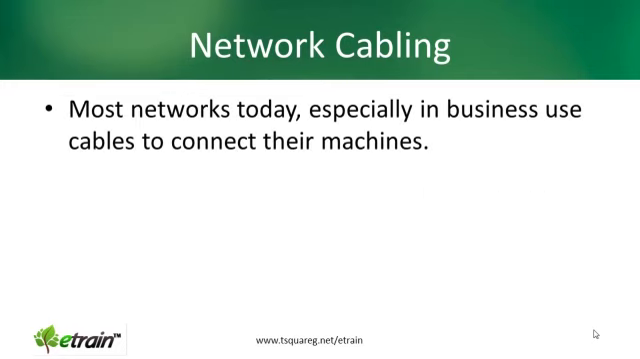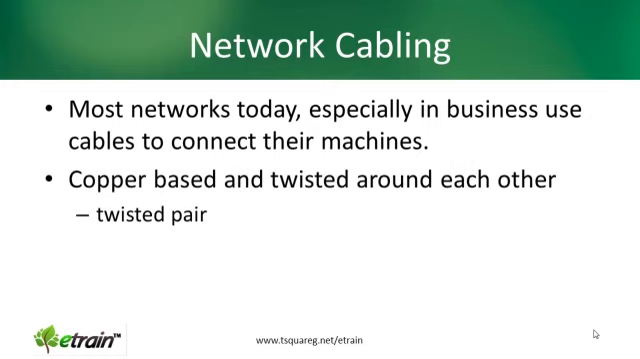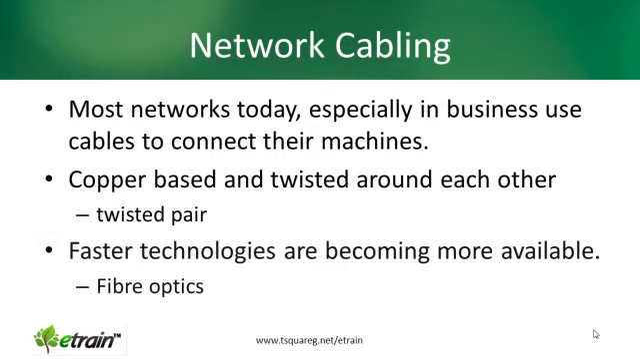Well, most networks today, especially in business, use cables to connect their machines. Wired networks are a lot more secure. Despite the popularity of wireless networks, most businesses tend to stick to wired ones. Now, the wire in use is copper, insulated and twisted for some reason. We're going to see if we can find out why.